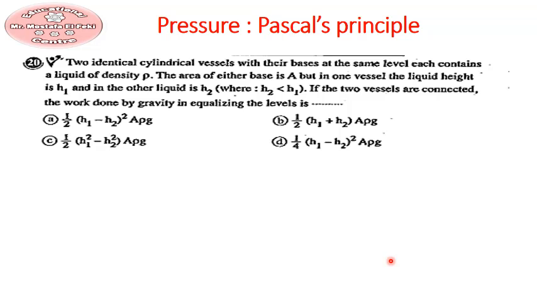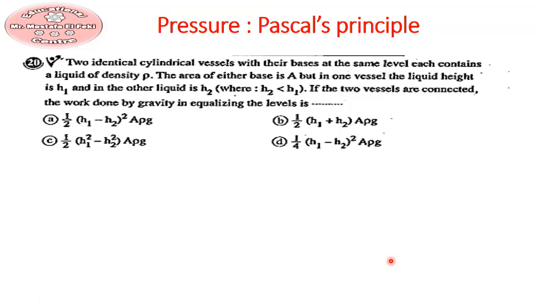Two identical cylindrical vessels with their bases at the same level. Each contains a liquid of density rho. The area of either base is A, but in one vessel the liquid height is H1 and in the other the liquid height is H2, where H2 is less than H1. If the two vessels are connected, the work done by gravity to equalize the level is?